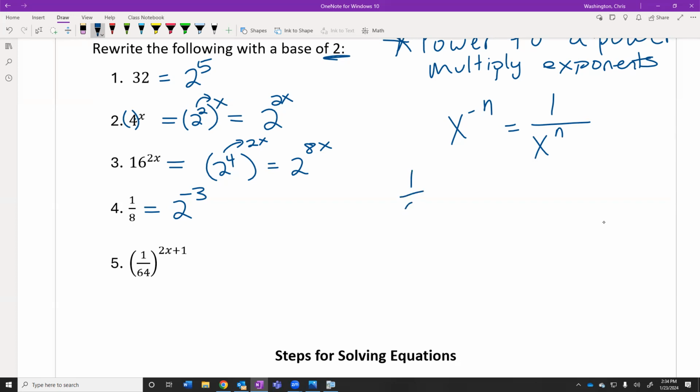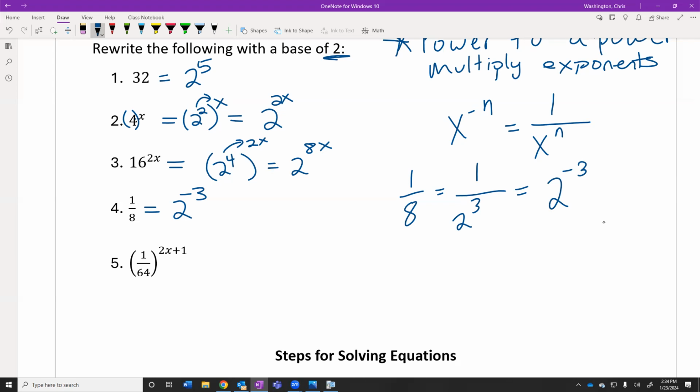Well, we can write 1 over 8. 8 is 2 to the third power. And now it does look like this, 1 over 2 to the third. But what's the base there? We still haven't written that as a base of 2. So if we want to write that as a base of 2, the 3 has to become a -3, actually.